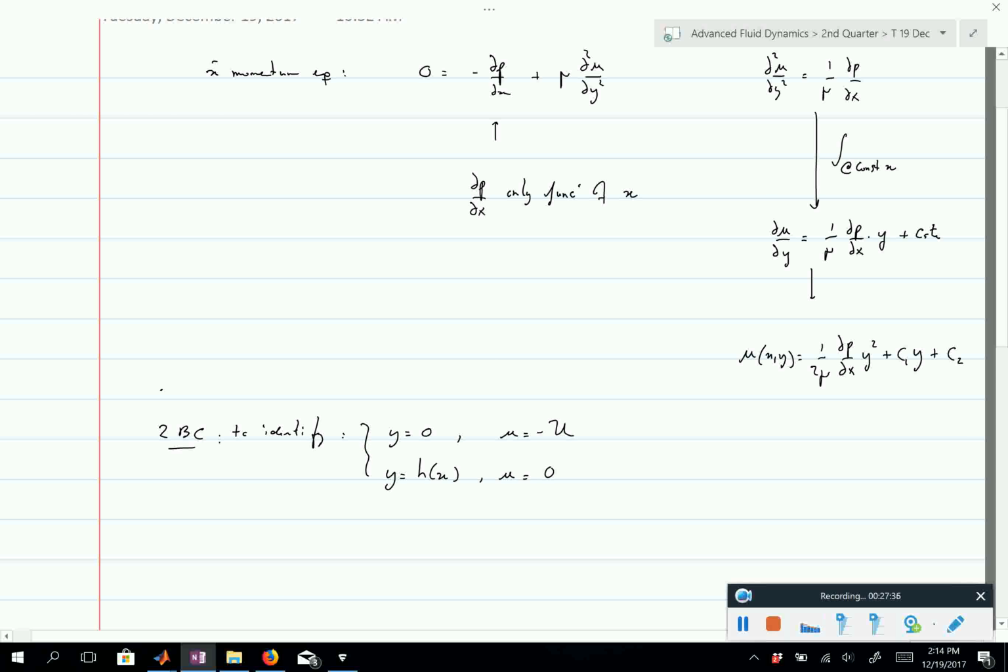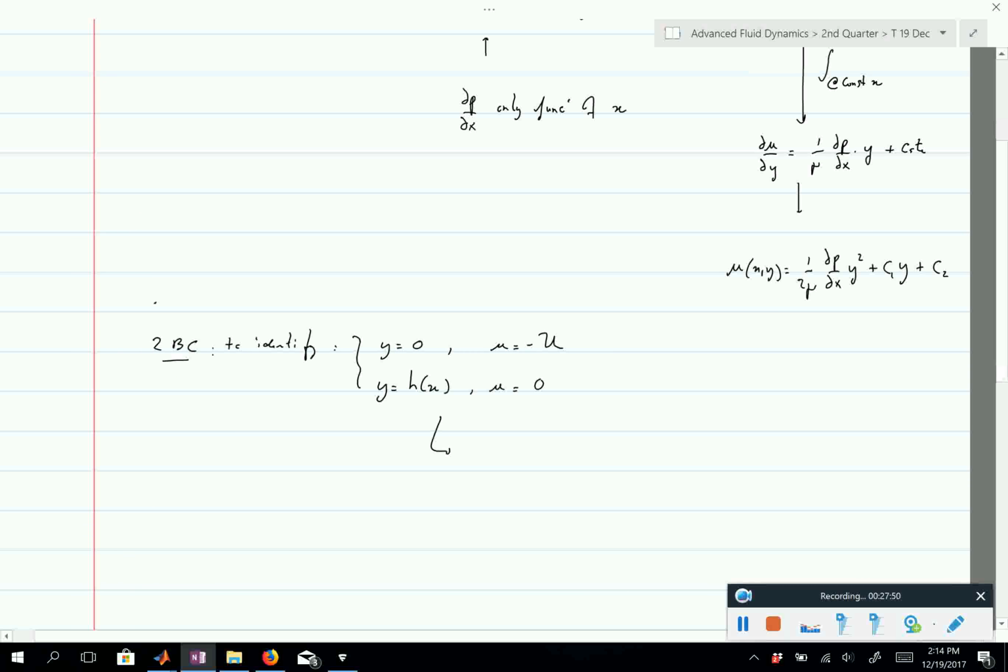Is that clear? Those are our boundary conditions. So with that, you can identify the constants. I'm not going to do it here. I have the solution written in there. So we have that. So with this, we get that u as a function of x and y is equal to minus 1 over 2 mu.